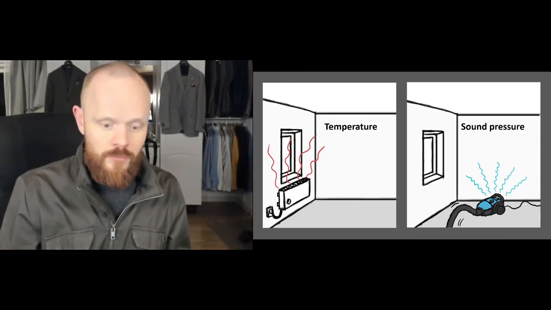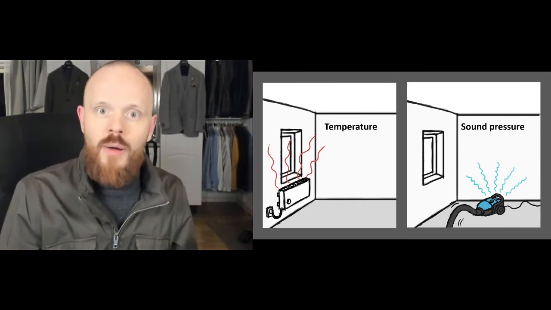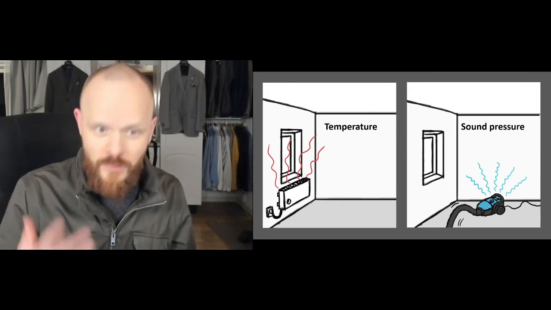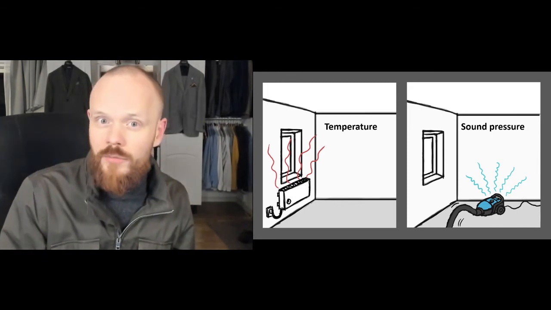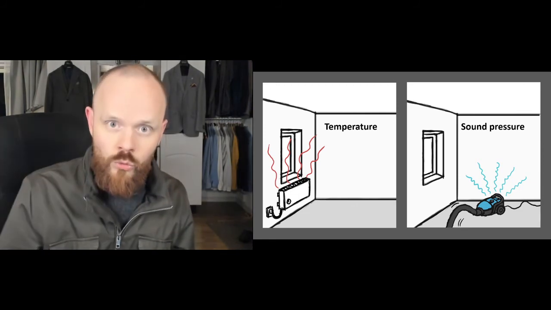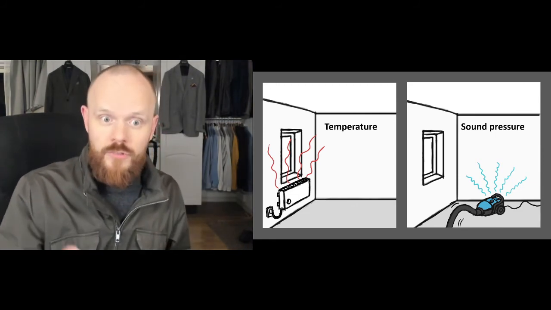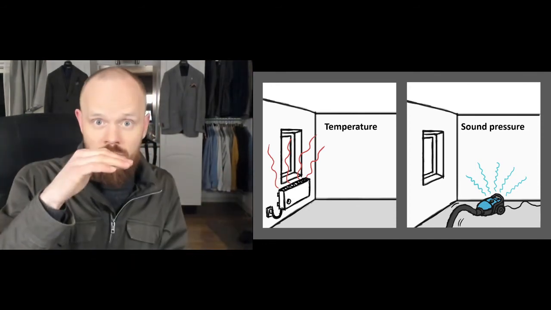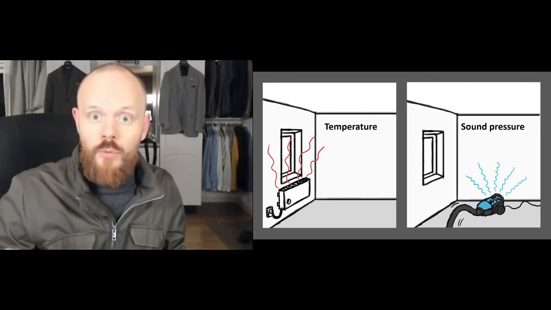So if you have a sound power level of a source that is 60 decibels, that doesn't mean that you will have a sound pressure level of 60 decibels. That depends on the room and the distance from the source. Just as when you take a thermometer and keep it close to the radiator, you're going to have a high temperature, and if you back off, you're going to get a lower temperature.